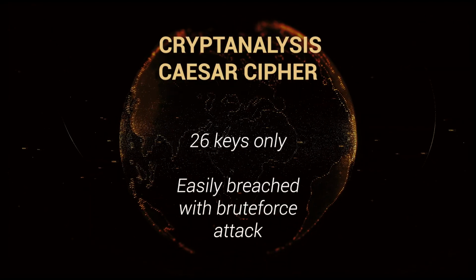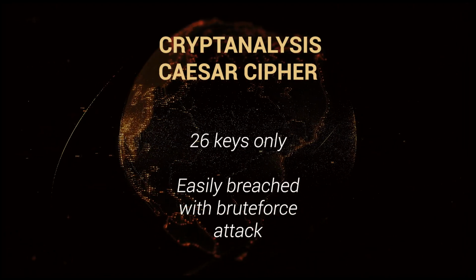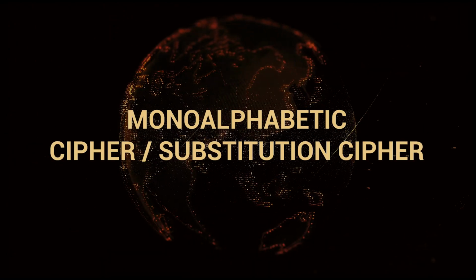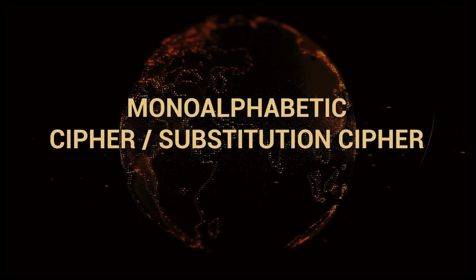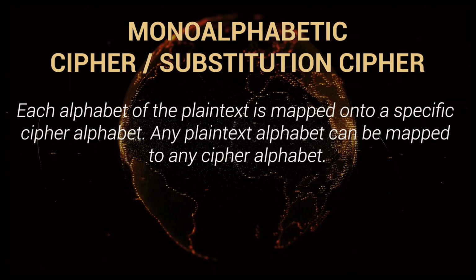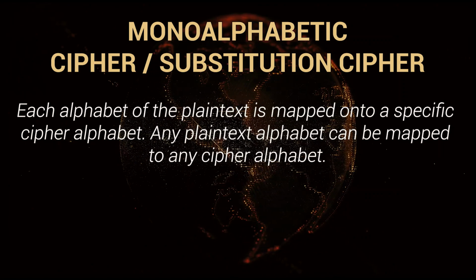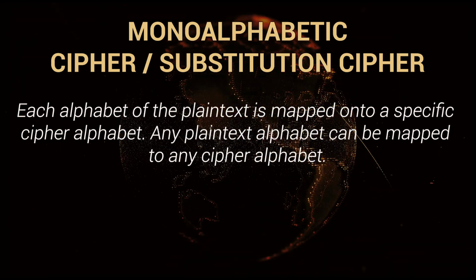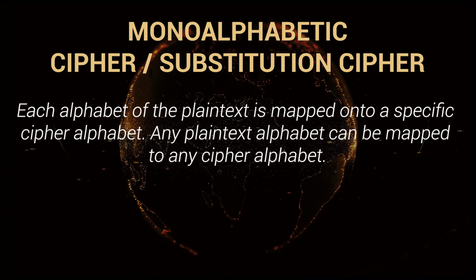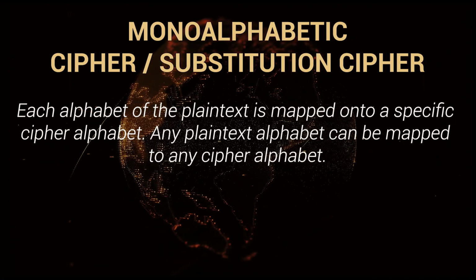In my last video, I did cryptanalysis of Caesar cipher, in which there were only 26 possible shifts, and it was really easy to break. Today's video is based on another encryption mechanism known as the monoalphabetic cipher or substitution cipher. In this cipher, each alphabet of the plaintext is mapped onto a specific cipher alphabet. It is different from Caesar cipher, as in that case, every letter was shifted by a fixed number, whereas in monoalphabetic cipher, any plaintext alphabet can be mapped to any cipher alphabet.